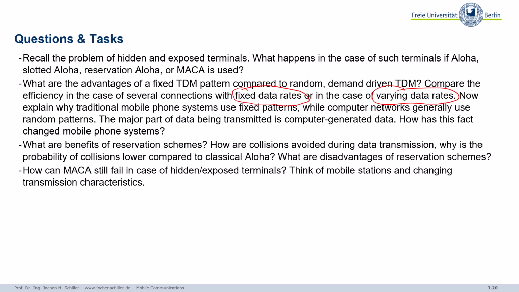Think back again, what are benefits of reservation schemes? Think of the two phases. How can we avoid the collisions during data transmissions? Why is the probability of collisions now with the reservations lower compared to classical Aloha? What are the disadvantages? Then think back of MACA. I mentioned some problems. How can MACA still fail? Well, it was made for the problems of hidden and exposed terminals, but it can fail. Think of mobile stations, changing transmission characteristics. Maybe the links are not that ideal.